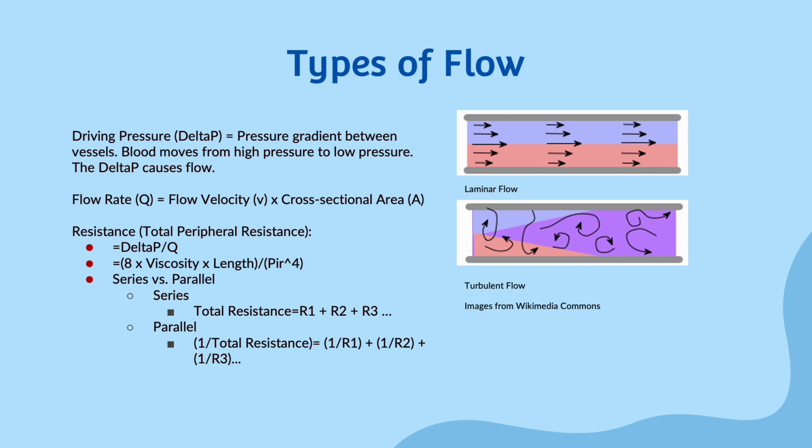On the other hand, turbulent flow is a chaotic, disordered flow pattern where the blood mixes and eddies. This type of flow typically occurs in smaller blood vessels, such as those affected by atherosclerosis. It is characterized by increased resistance to flow and increased risk of thrombus formation and hypertension.